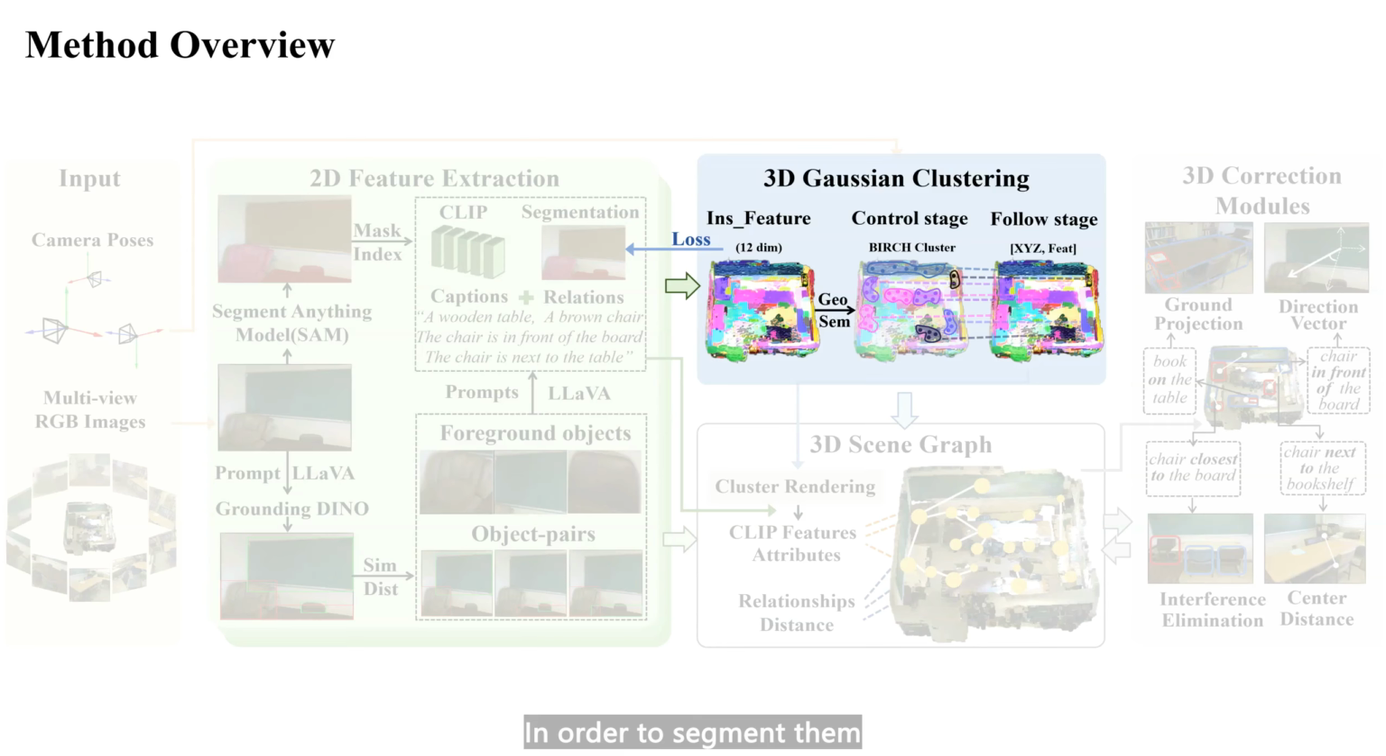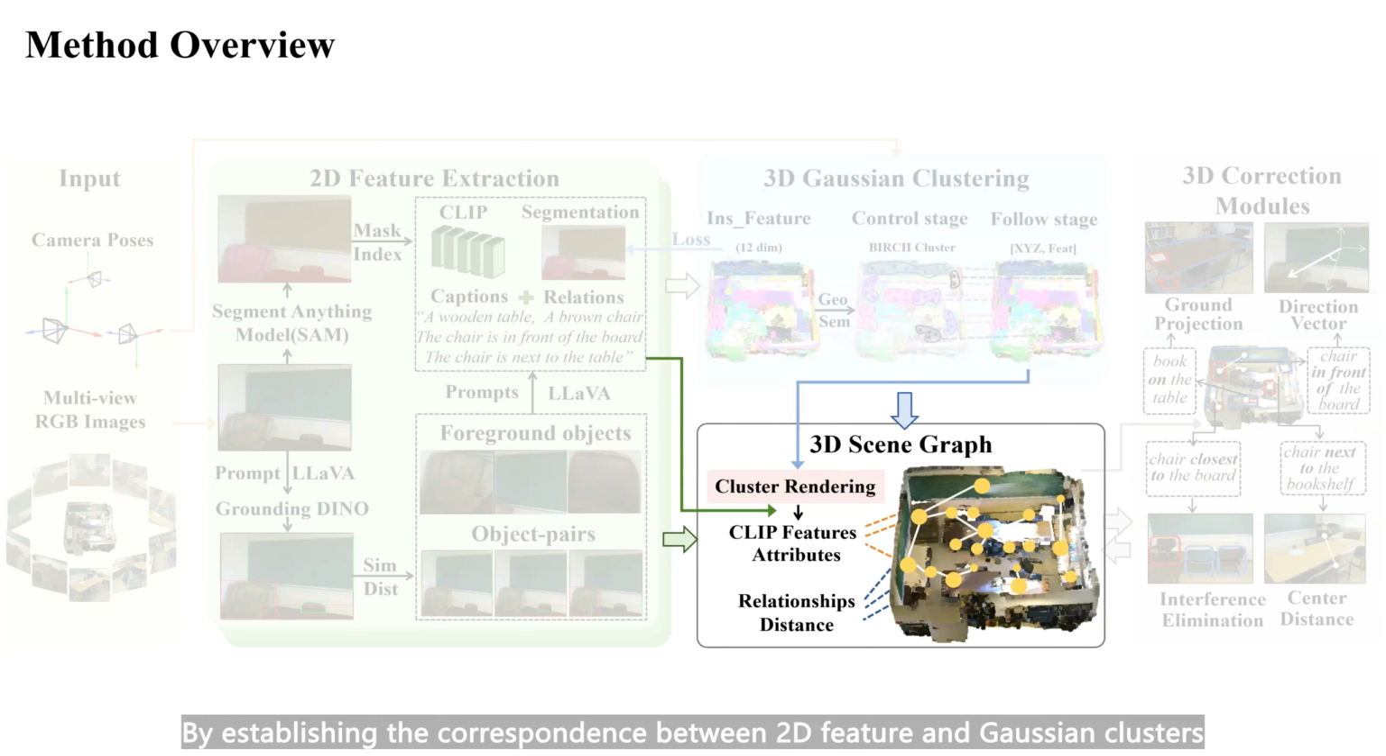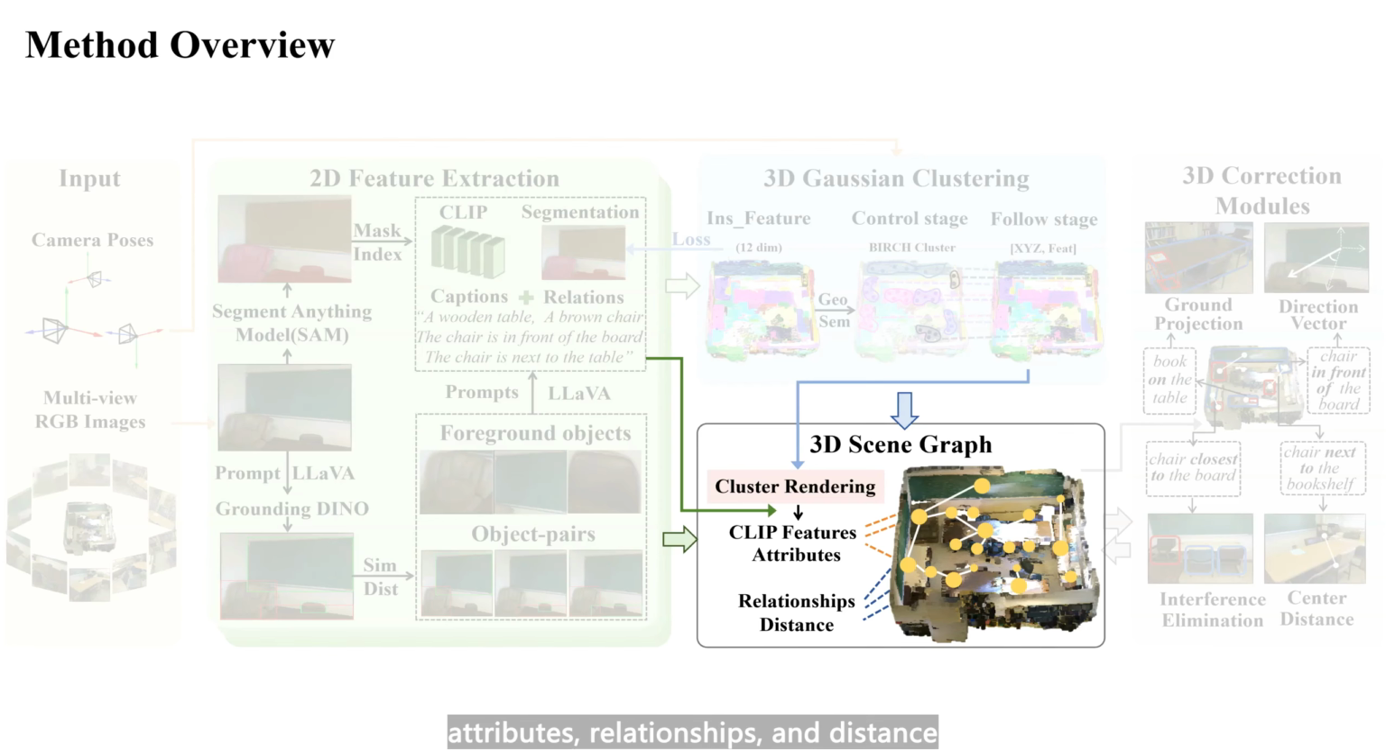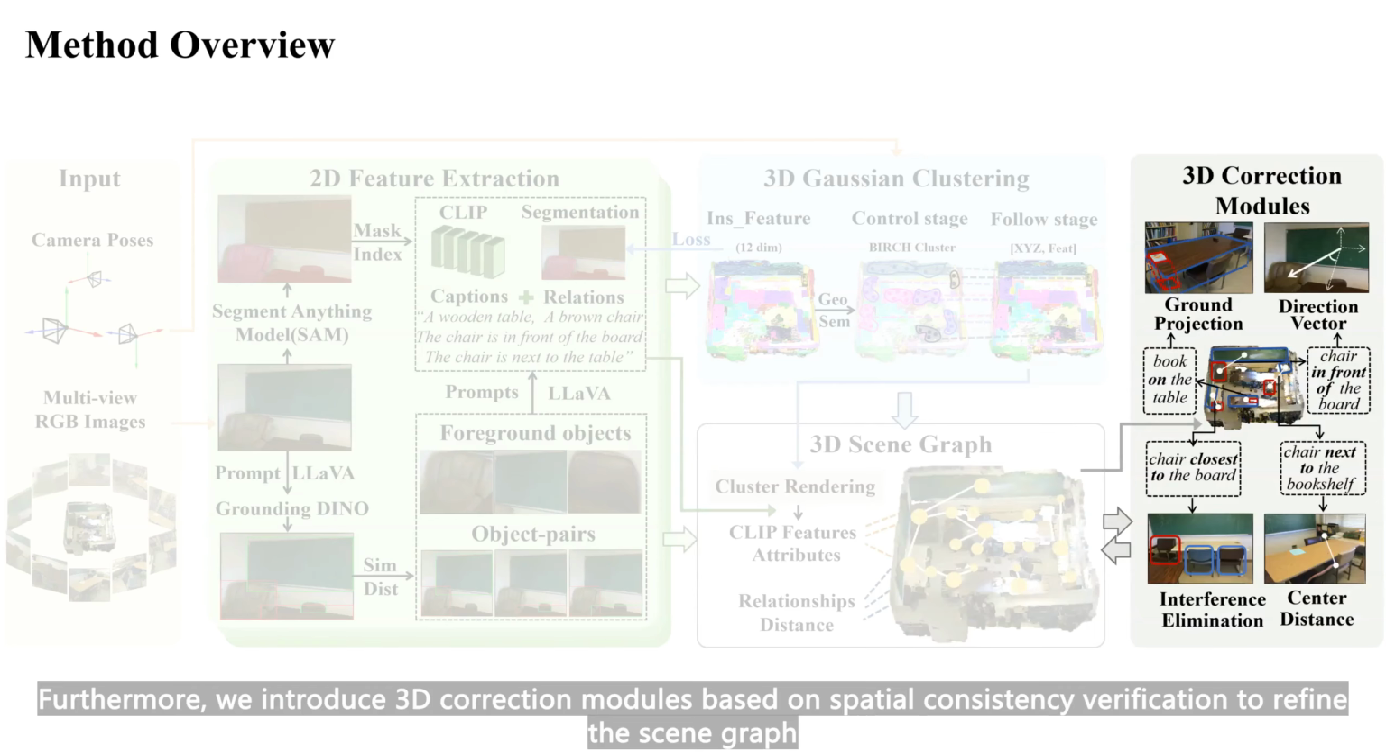In order to segment them, each Gaussian is initialized with an instance feature, forming Gaussian clusters through the control stage and follow stage. By establishing the correspondence between 2D features and Gaussian clusters, we construct a 3D scene graph with CLIP features, attributes, relationships, and distance. Furthermore, we introduce 3D correction modules based on spatial consistency verification to refine the scene graph.